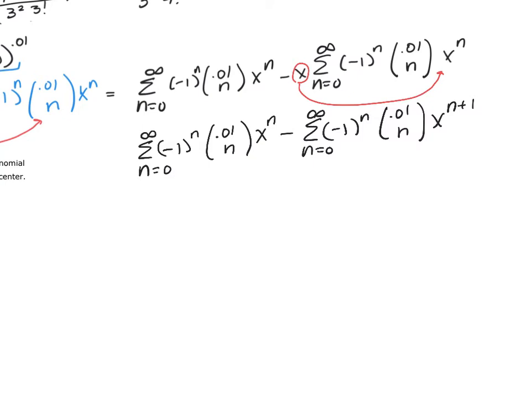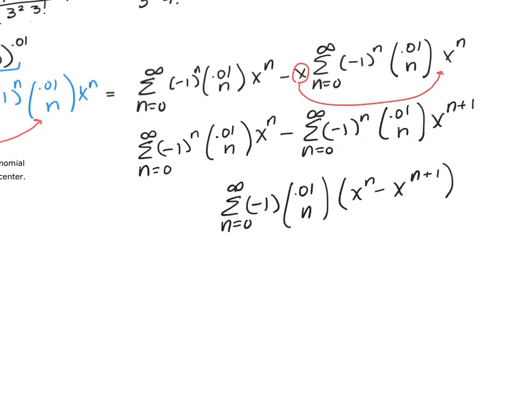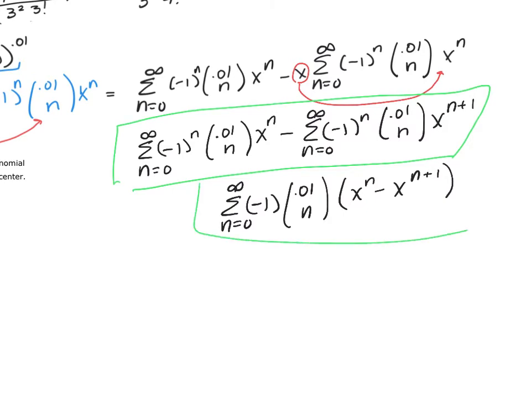Now I could bring this all together as a single summation, and so I have the summation of n equals 0 to infinity of -1, 0.01, choose n, and then in here I would have x to the n minus x to the n plus 1. I would probably leave it like that. I mean, I can get a little fancy, but I'm going to just leave it like that. I could have also left it like this if that was more beneficial, or I could write it like this. So that's it for that one.